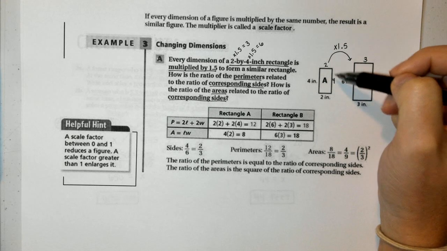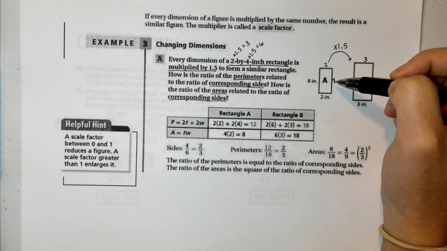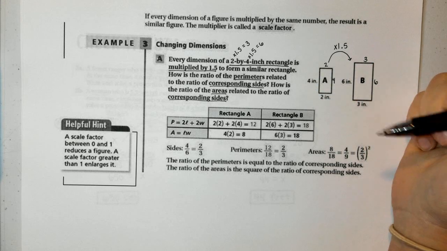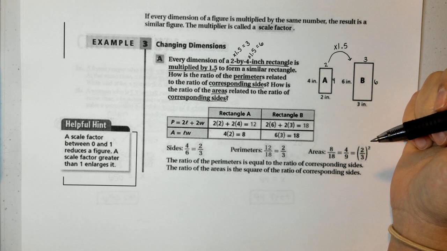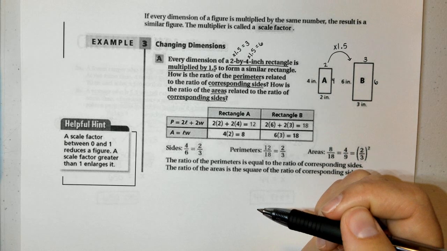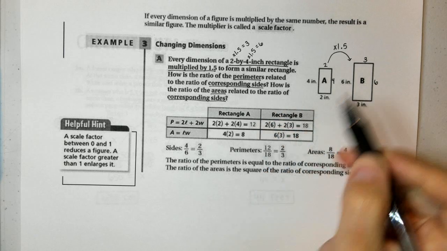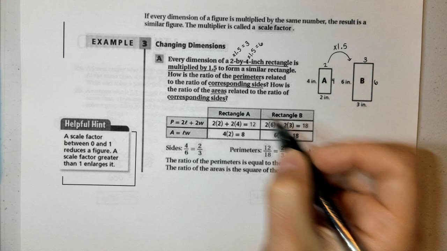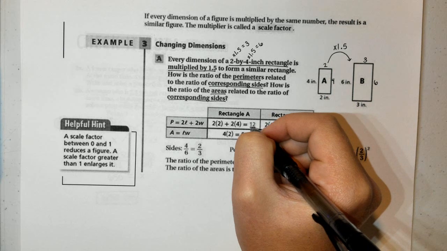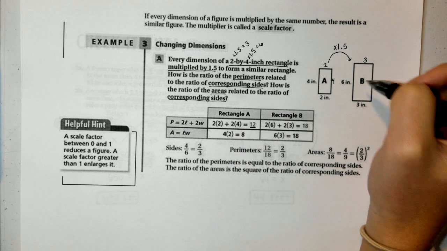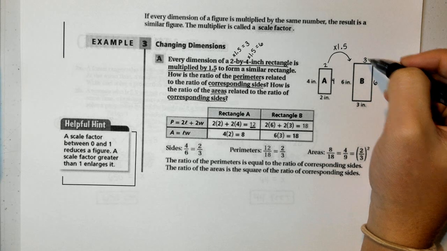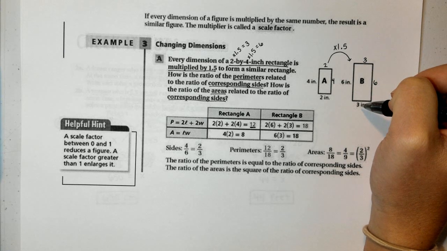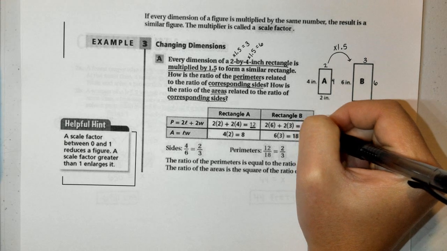So the perimeter of A is 2 plus 4 plus 2 plus 4. So the perimeter of A is 12. So 4 plus 4 is 8. 2 plus 2 is 4. 8 plus 4 gives us 12. So 12 is the perimeter for A. For B, 6 plus 6 is 12. 3 plus 3 is 6. 12 plus 6 gives us 18.